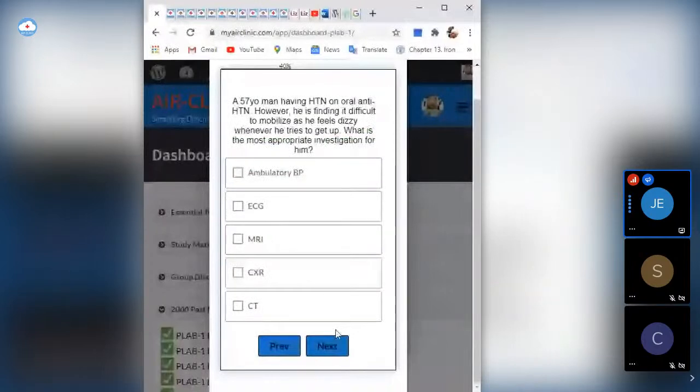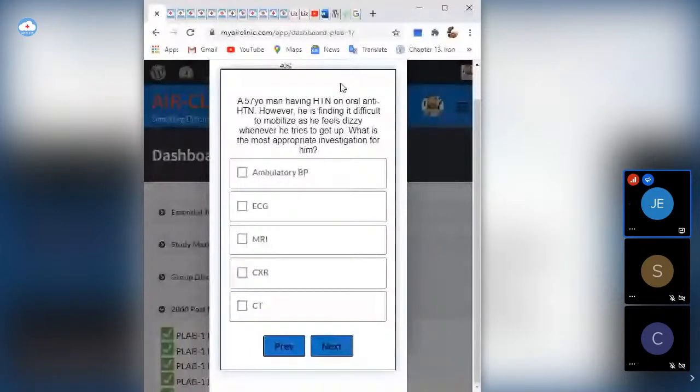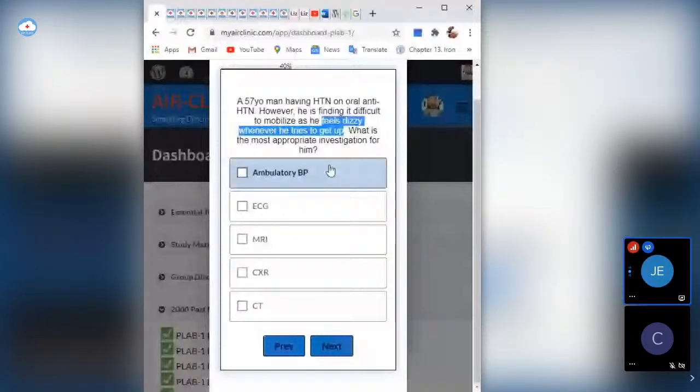So the next question is, a 57-year-old man having hypertension on oral antihypertensives, however, he's finding it difficult to mobilize as he feels dizzy whenever he tries to get up. So that's postural hypotension or postural dizziness, and he's already on an oral antihypertensive. What is the most appropriate investigation for him? Ambulatory blood pressure, ECG, MRI, chest X-ray, CT scan. What do you think, guys?